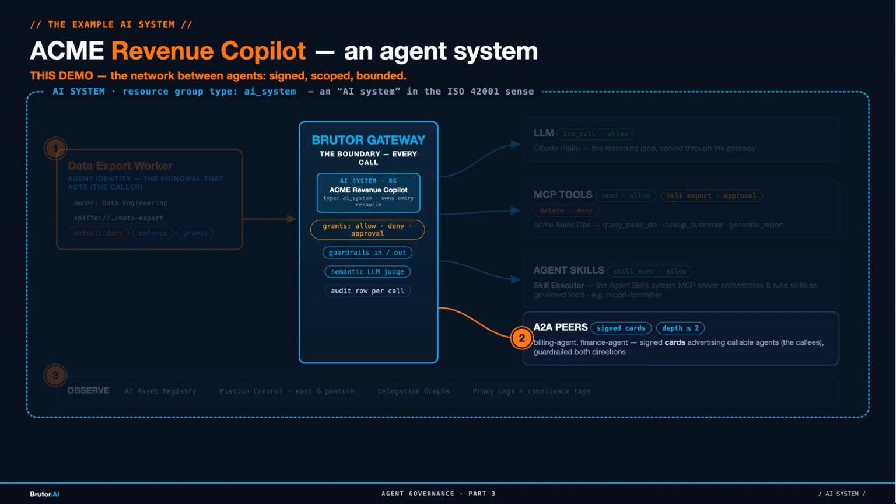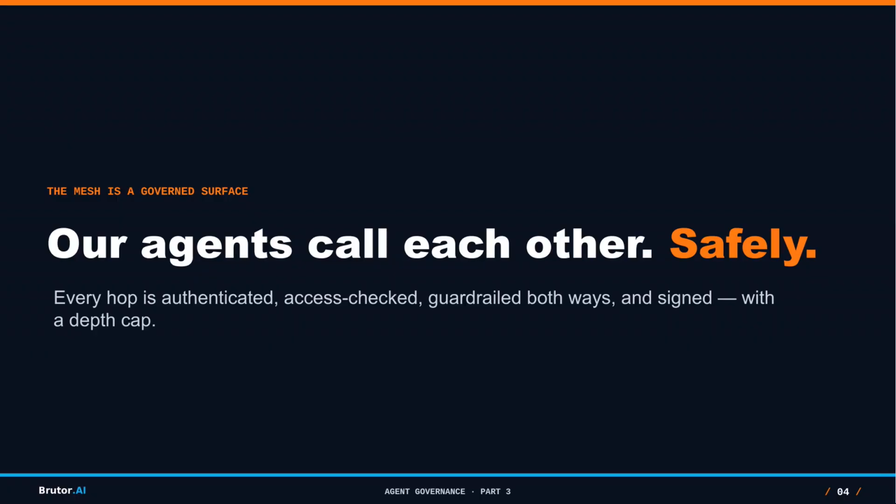On the Revenue Copilot system, today is the agent-to-agent edge, the lit region at marker 2. The Copilot delegating to its billing and finance peers. Signed cards, per-system access, guardrails both directions, and a depth cap on the chain. Our agents call each other, safely. Every hop authenticated, checked, and on the record.